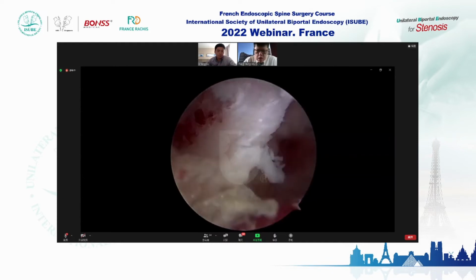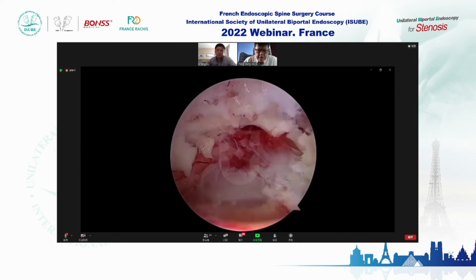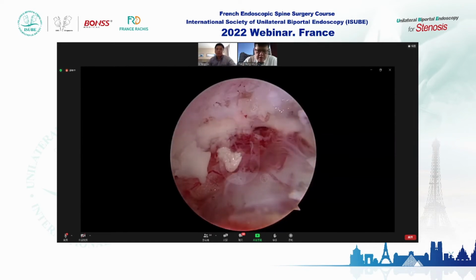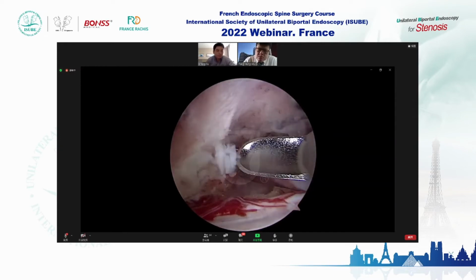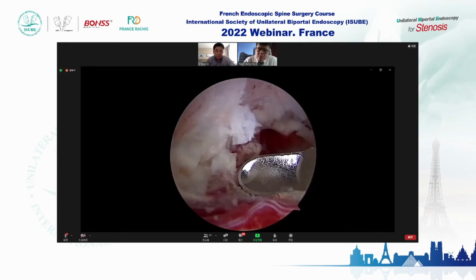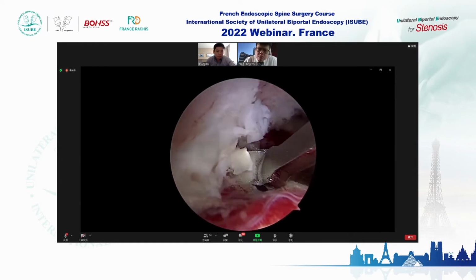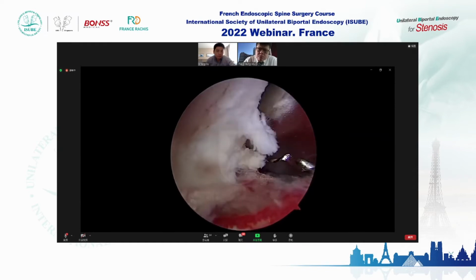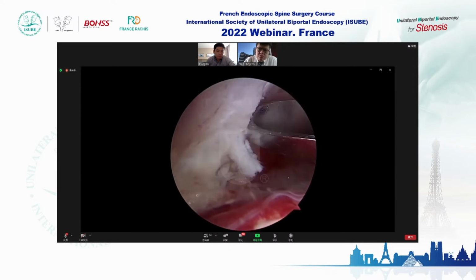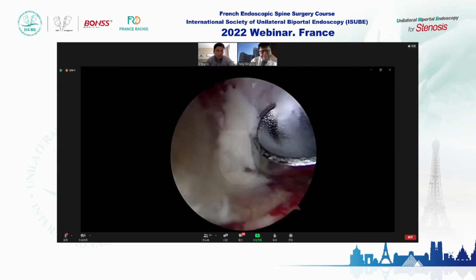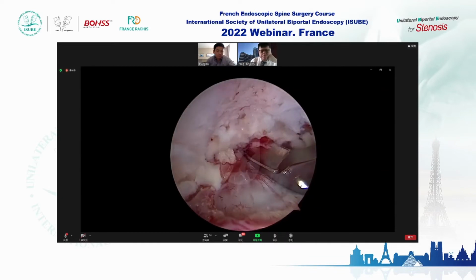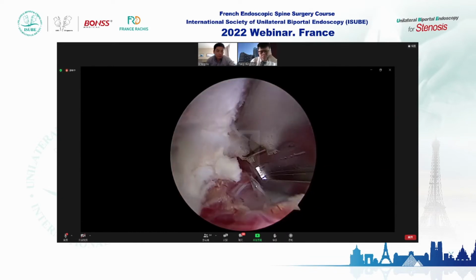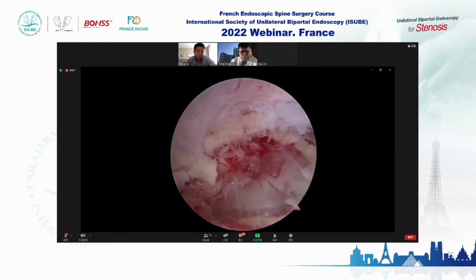So all this while you are using a curved keratome, right, Professor Zhang? Yes, this is a curved keratome punch. Because if you use the straight keratome punch, I think it is not good. You cannot remove the flavum ligament and the bone. But maybe the shape of the bone.